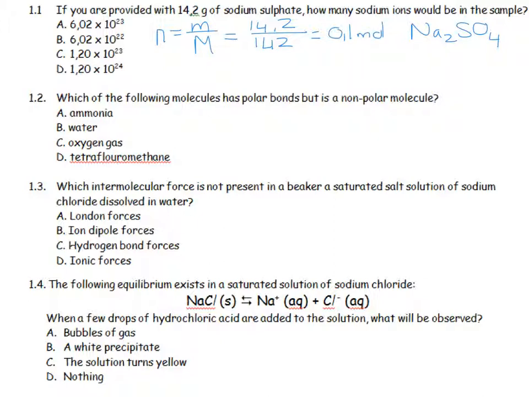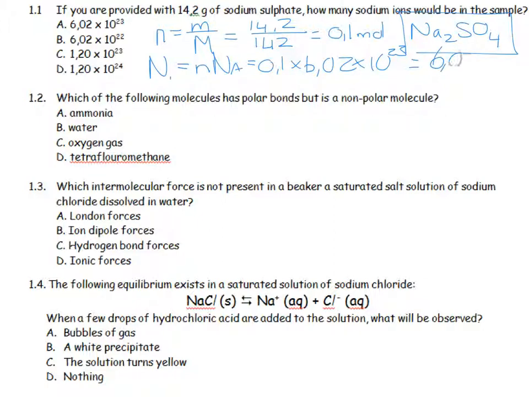Then they ask me, let's work out how many sodium sulfates there are then. So number of particles is equal to number of moles times Avogadro's number, which is 0,1 times 6,02 times 10 to the 23, and I land up with 6,02 times 10 to the 22. But that's sodium sulfates. I would like to work out how many sodium ions there are.